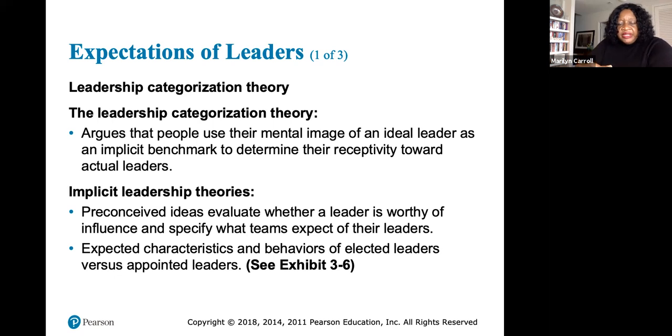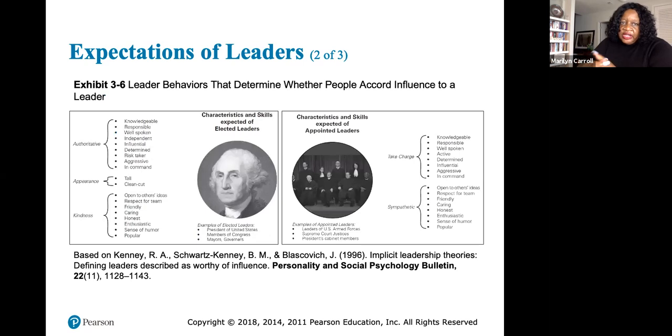So, leadership theories include preconceived ideas that evaluate whether a leader is worthy of influence, and specify what teams expect of their leaders. Expected characteristics and behaviors differ for elected leaders versus appointed leaders. We see that over and over again. And here's a graph of expectations of leaders, which determine whether people accord influence to a leader.